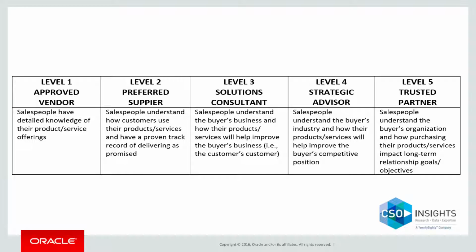Again, we've framed these up. Level 1, approved vendors. The salespeople have a clear understanding of their products and services and what their offerings are.